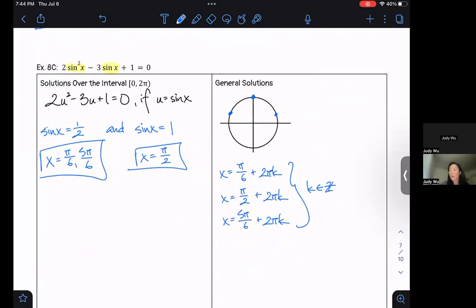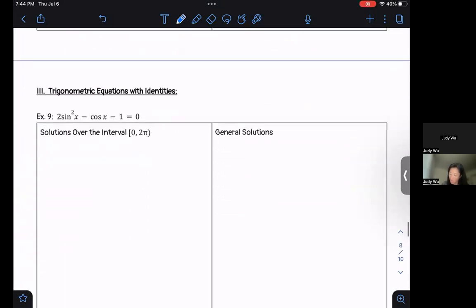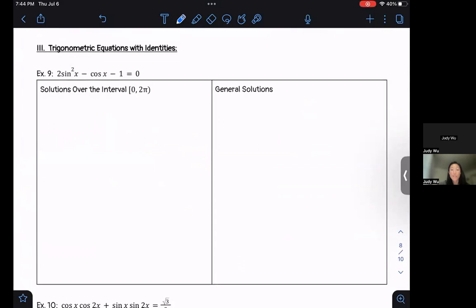All right, so that's it for our quadratic ones. Come on back in our next video where we're going to take a look at applying different trig identities to help us solve equations.